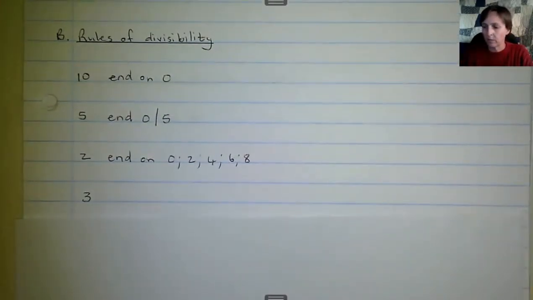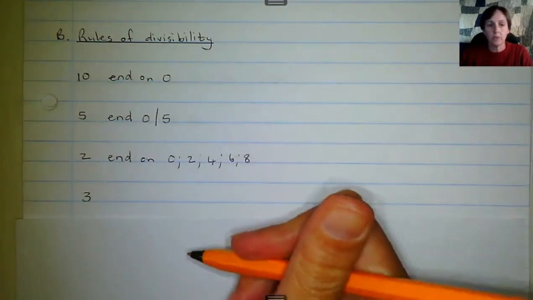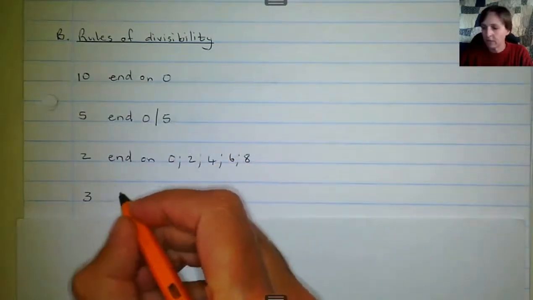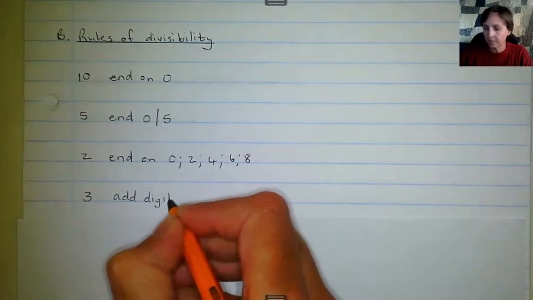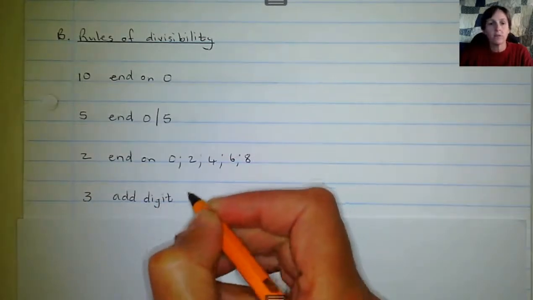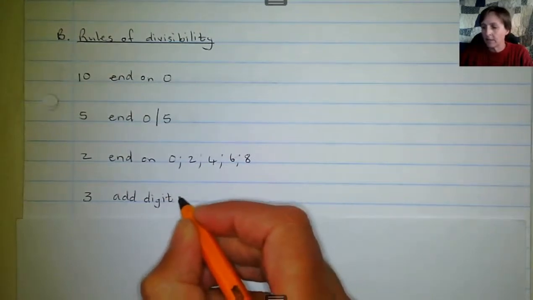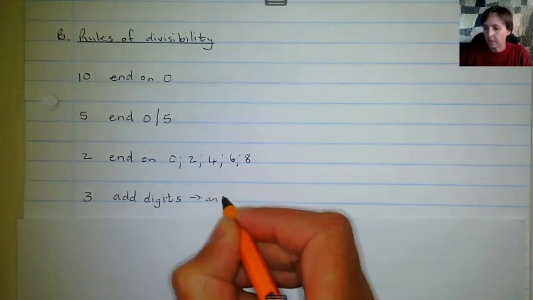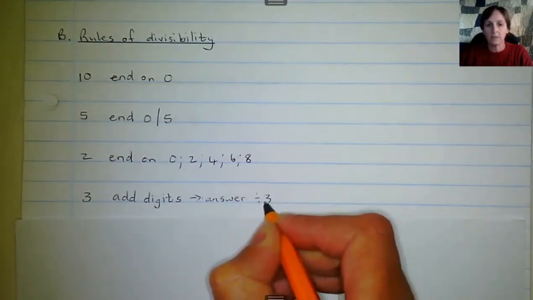Let's have a look at when a number is divisible by 3. Right, this is a new one. This is one of those that we need to learn. So to check if something is divisible by 3, we need to add all the digits of the number. So if it's 345, you will say 3 plus 4 plus 5. So you add the digits together, and if the answer is divisible by 3, then the whole number is divisible by 3.